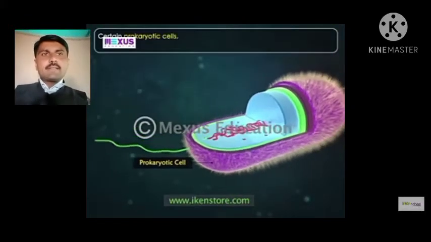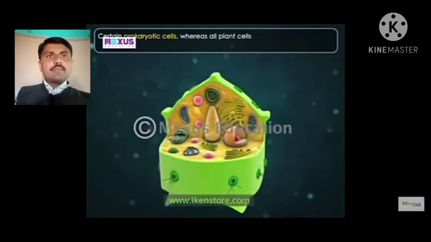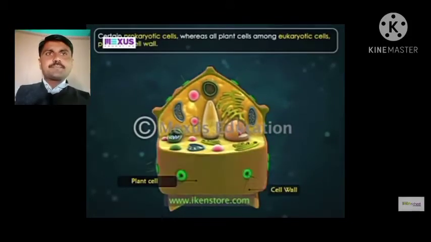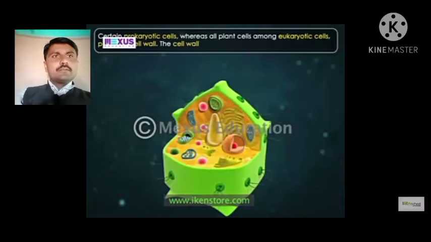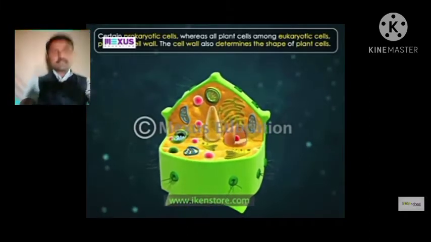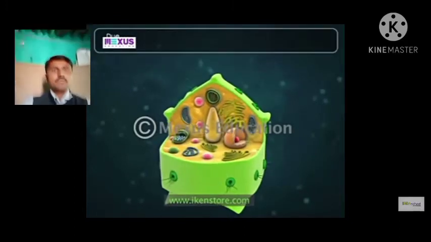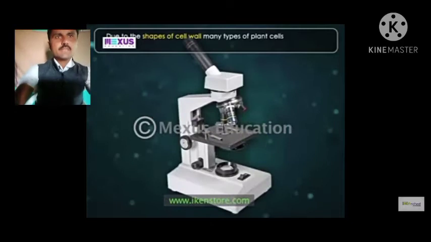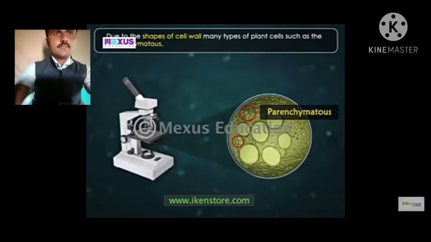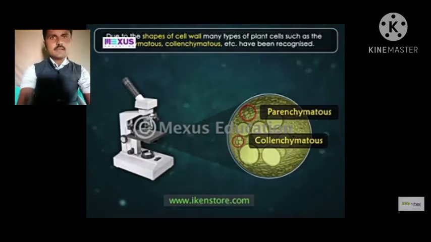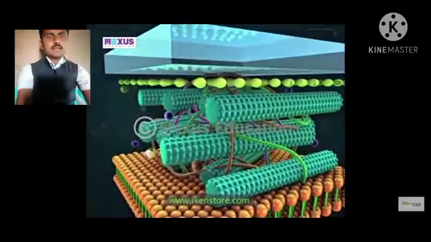Here is the bacterial cell, whereas all plant cells, among eukaryotic cells, have a cell wall. The cell wall also determines the shape of the plant cells and more. Shapes of the cell wall of plant cells such as parenchymatous and collenchymatous have been recognized.